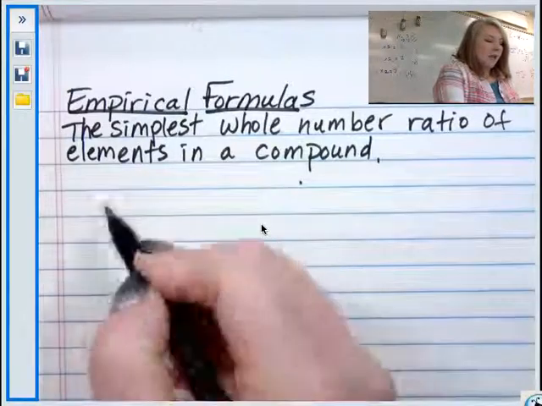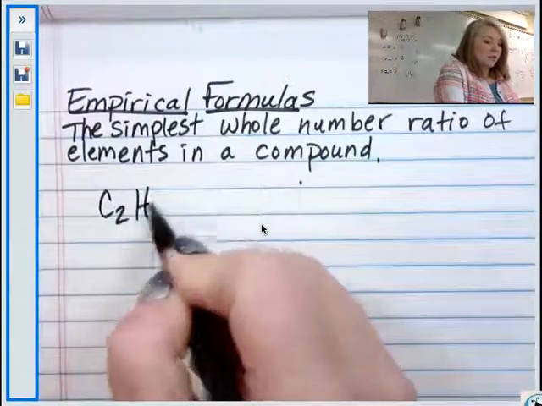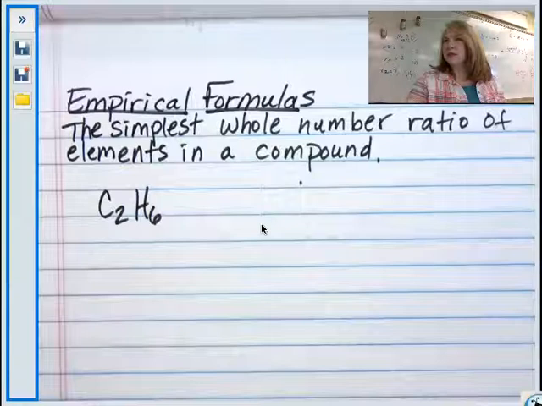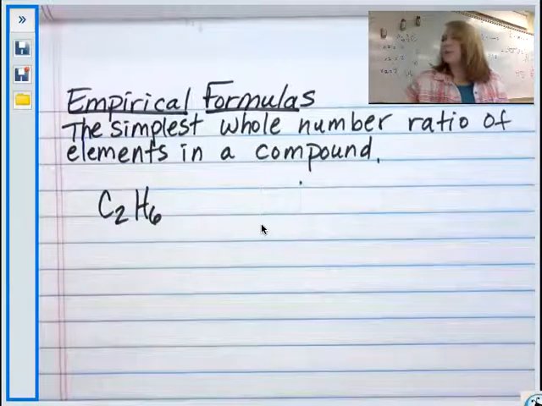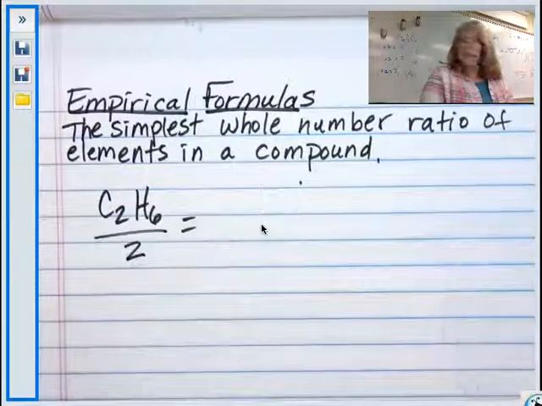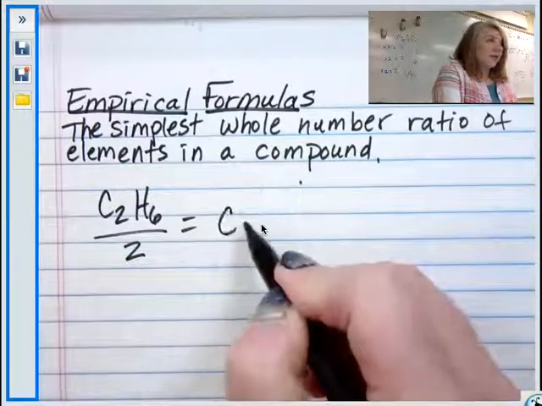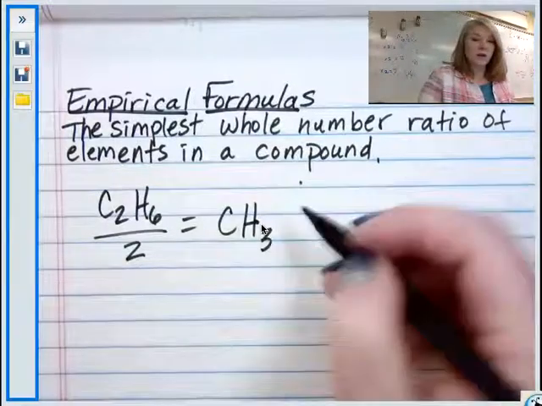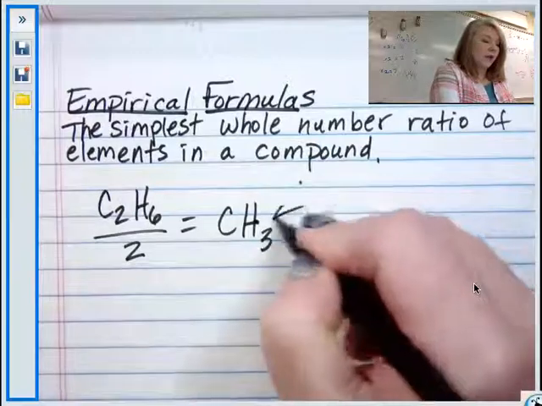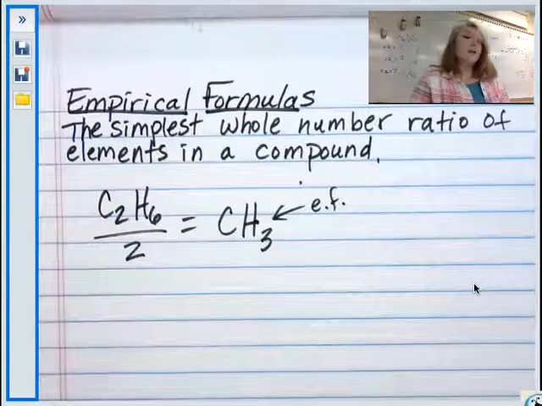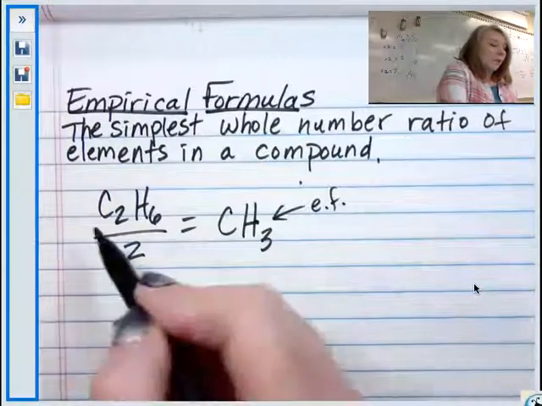Okay, so if I look at, say, C2H6, is there any way we could come up with a simpler formula than C2H6? Could I divide both of those subscripts by something and end up with a simpler formula? Okay, so a couple of you are nodding your heads. We could divide that by 2, and so this would end up being CH3. And we see that we could simplify that formula. So CH3 would be considered our empirical formula. Now, C2H6 is called the actual molecular formula.